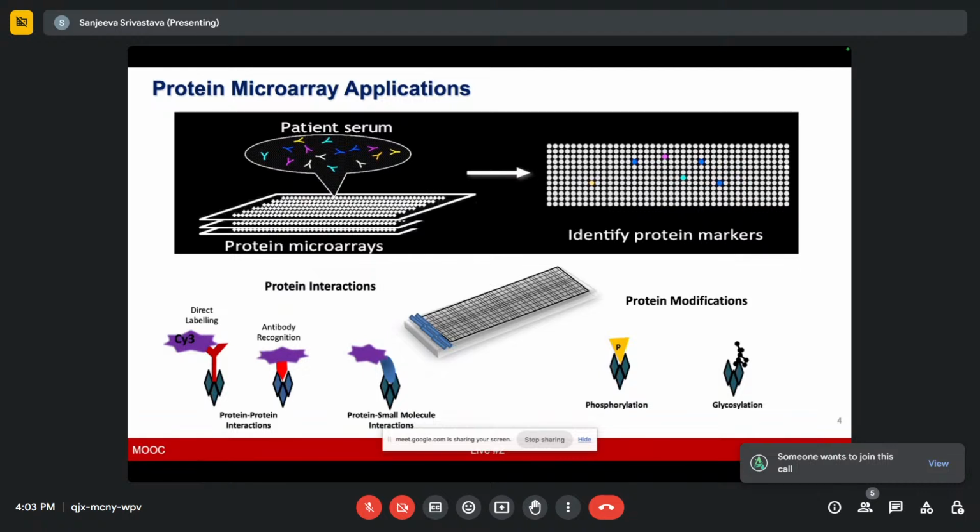So you have to deplete the high-abundant proteins from the plasma and serum sample, and only then can you run it in the mass spectrometer. That's one of the challenges in analyzing this kind of biofluid with the mass spectrometer.